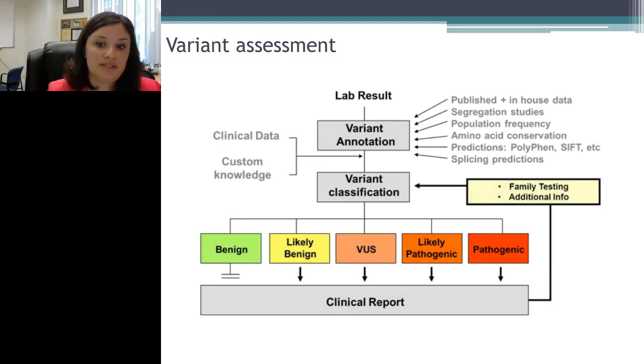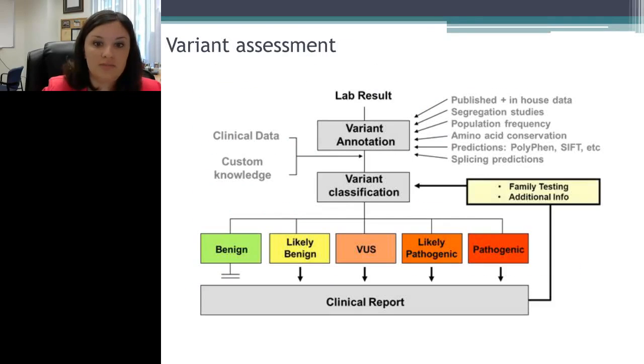And a lot of times what we see is that if we do family testing and have more segregation data, or if we gather additional info, we kind of come back to this variant classification sometimes, and indeed sometimes the variant classification will change based on this information. So the process is sort of fluid, and things can progress either way depending on what kind of information you have.